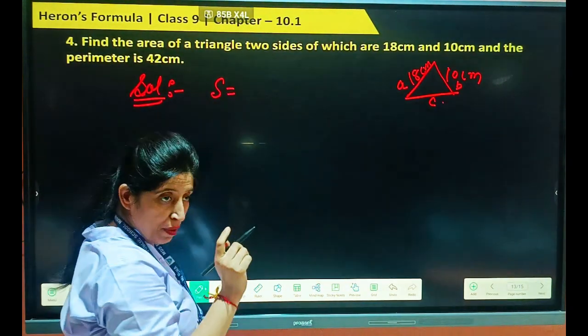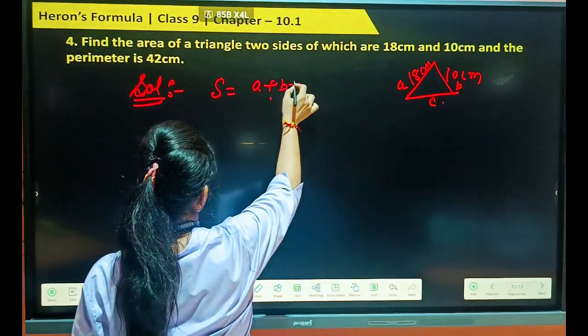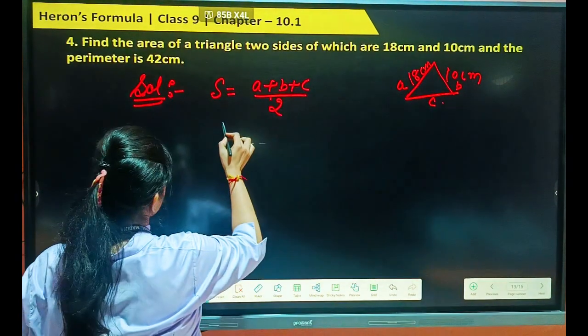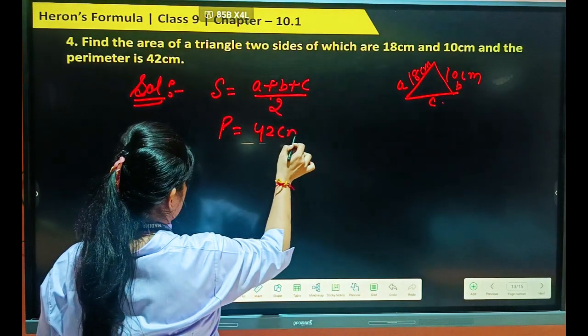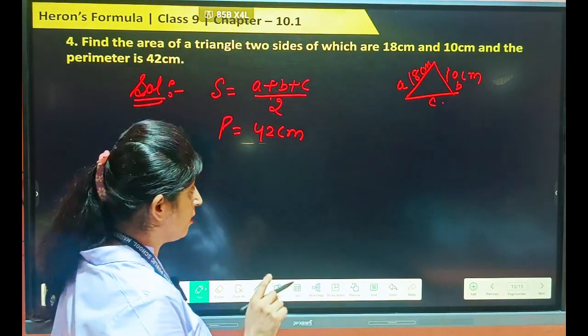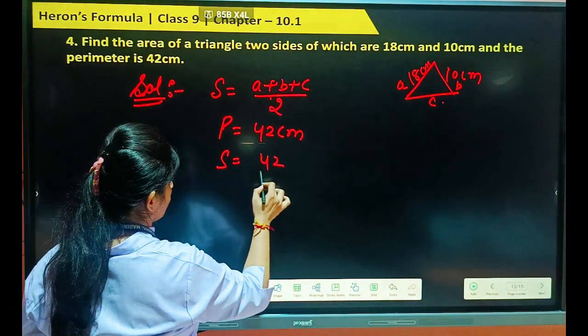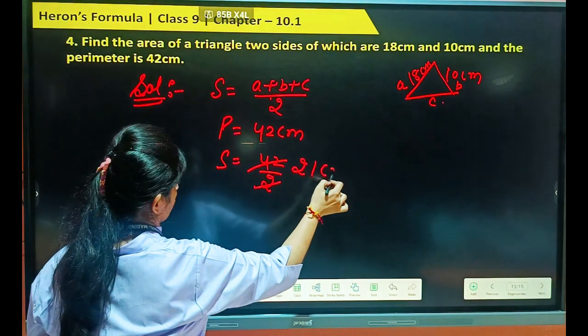First we will find the semi-perimeter. Semi-perimeter means (a plus b plus c) by 2, and the perimeter is already given to us, that is 42 centimeter. Right? The semi-perimeter is half of this, 42 by 2, that will be 21.